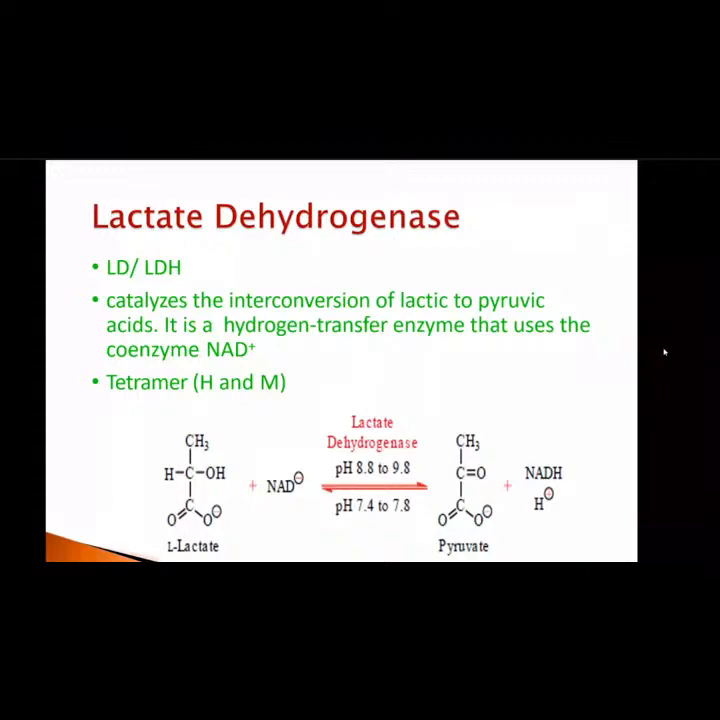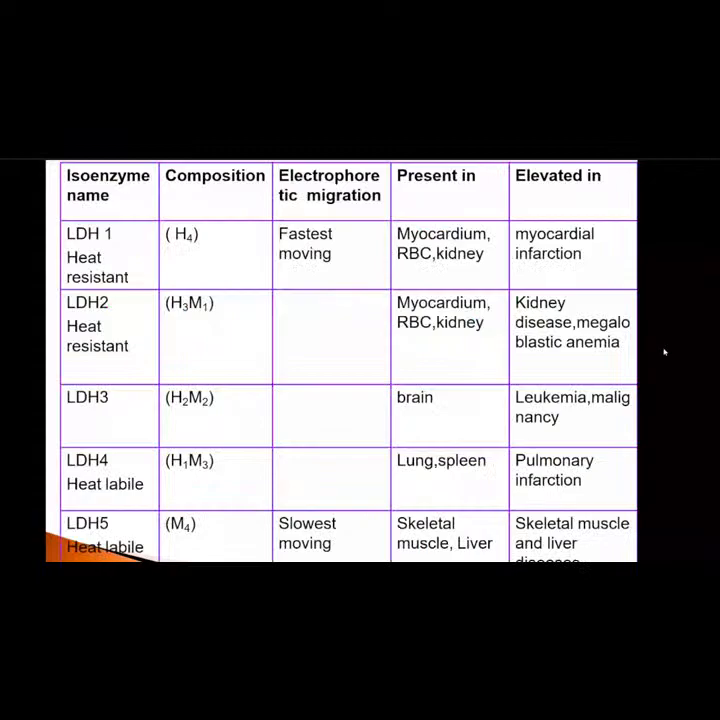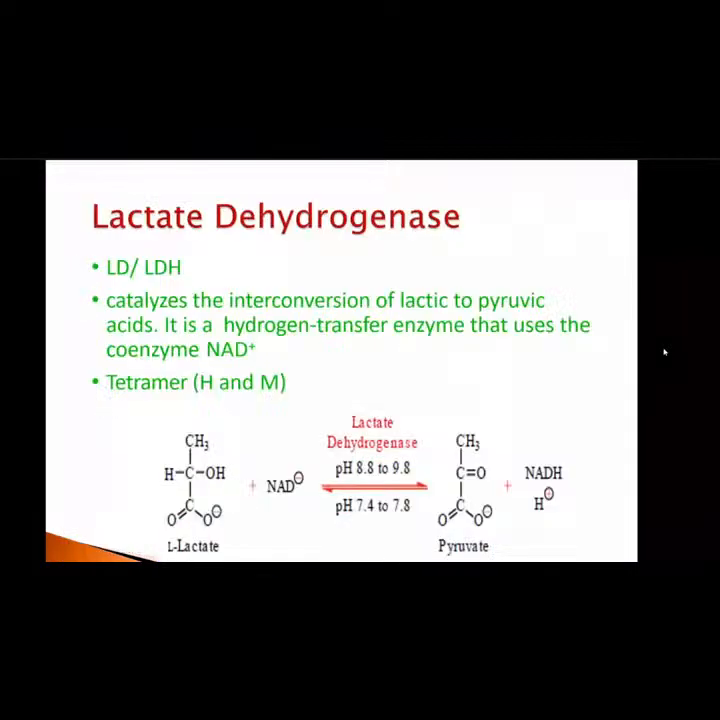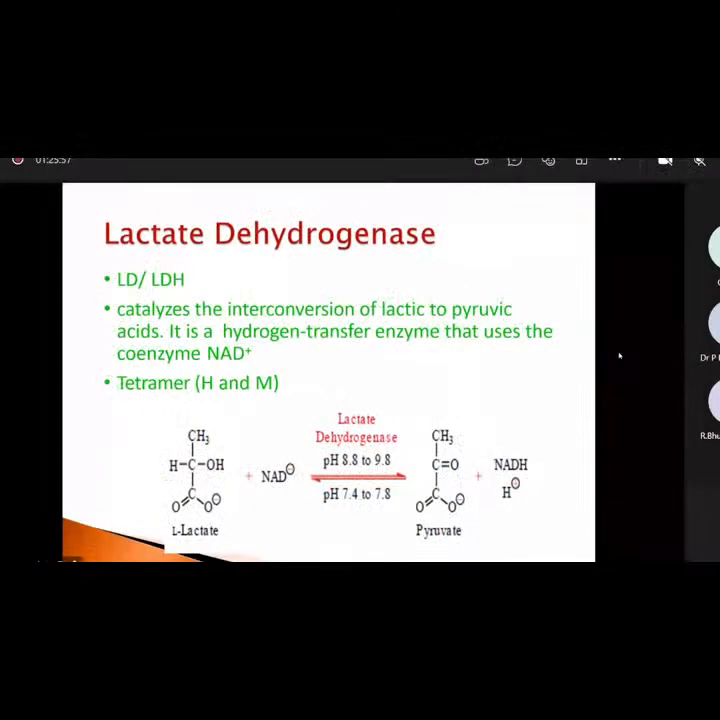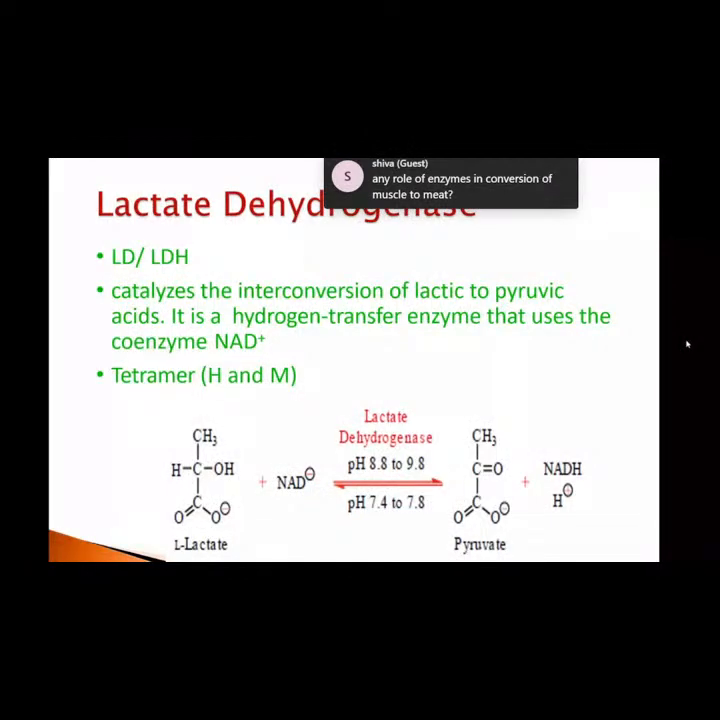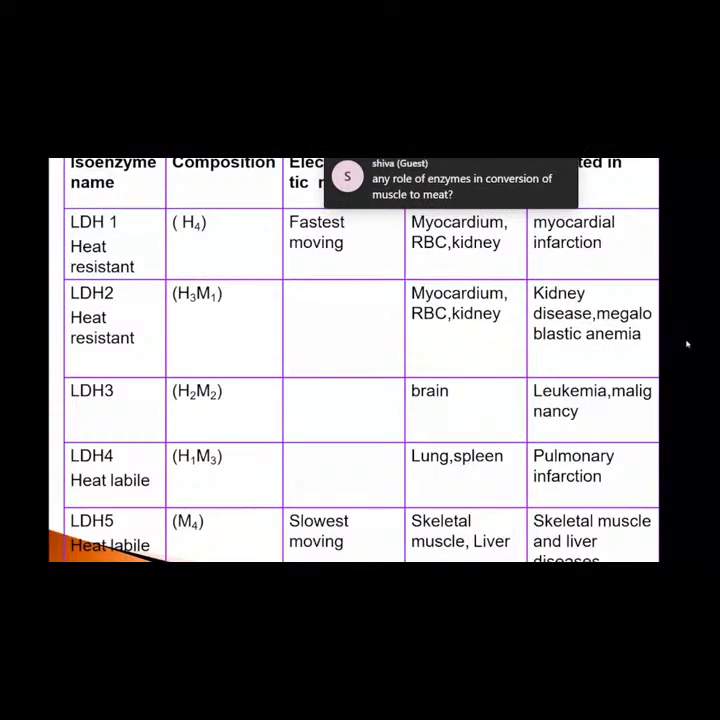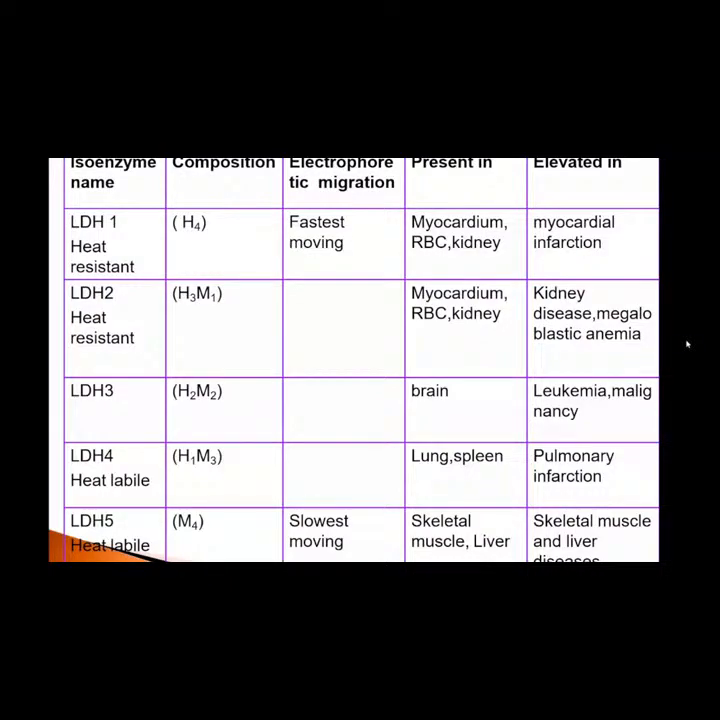So this lactate dehydrogenase is LD or LDH. It catalyzes lactate to pyruvate. So this enzyme converts pyruvate to lactate and lactate to pyruvate. So this is also a reversible reaction. This LDH level is increased mainly in heart attack. It is also increased in heart disease and kidney disease.